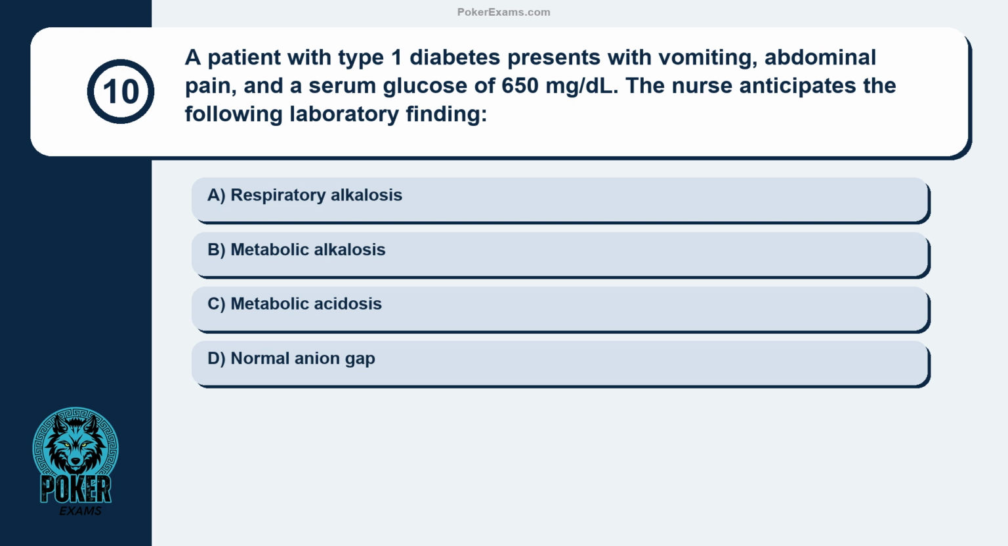Question 10. A patient with type 1 diabetes presents with vomiting, abdominal pain, and a serum glucose of 650 milligrams per deciliter. The nurse anticipates the following laboratory finding: respiratory alkalosis, metabolic alkalosis, metabolic acidosis, normal anion gap.